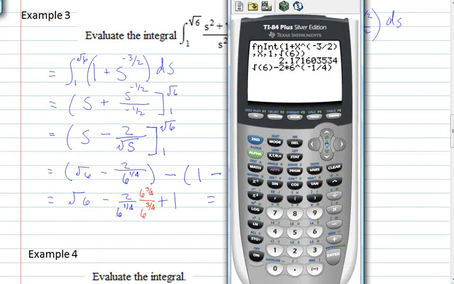Because it's the same thing as over 6 to the 1/4, and then plus 1. I hit enter. And notice you get the same thing. So the answer that we got numerically or algebraically is exactly the same as what the calculator gives us if we use the integration feature on the calculator.